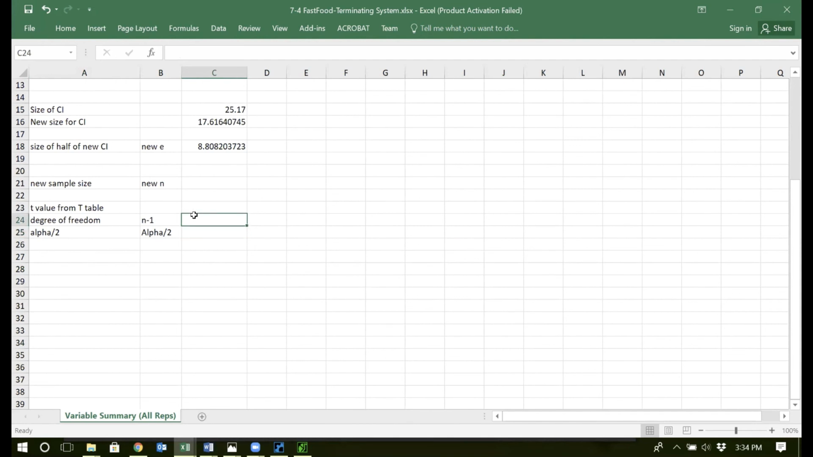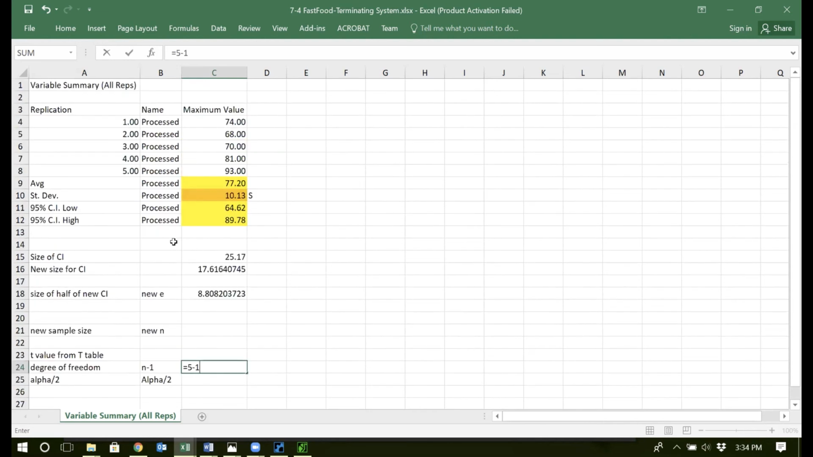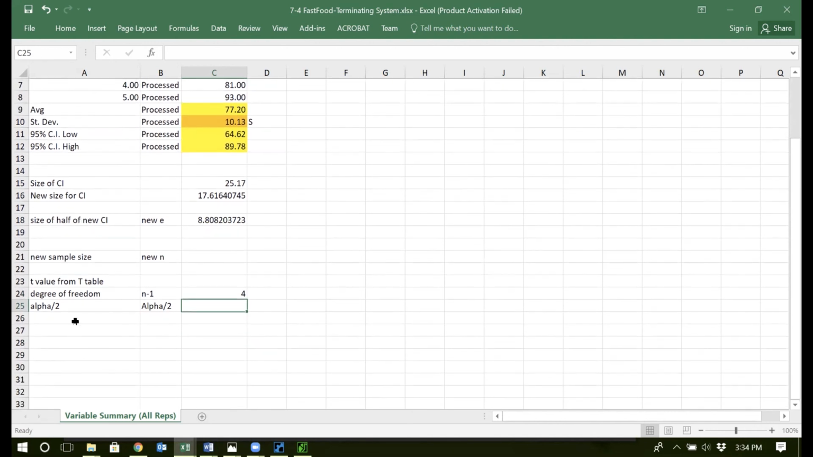Here, in the original sample, we took a sample of size 5, right? So N is 5 minus 1, that is 4. The original sample I took has size 5, 5 replications. This is the standard deviation of that sample. So for the T value that I have to put in the formula, N minus 1 is 5 minus 1, that's 4. And then that also was a 95% confidence interval.